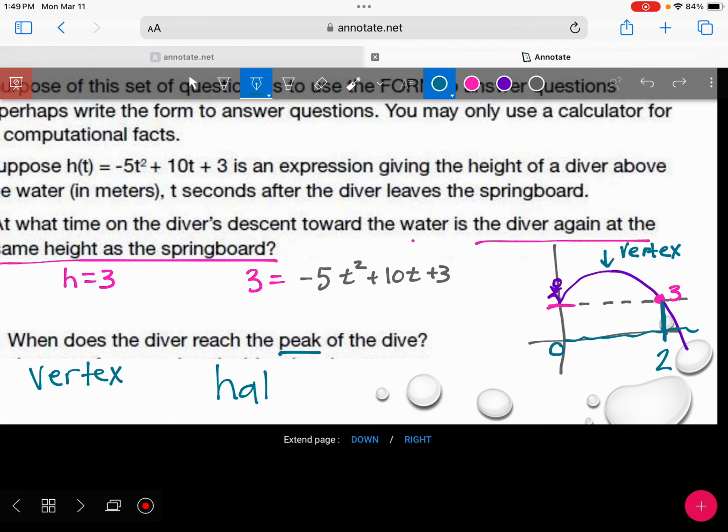Halfway, that's not how we spell half. There we go. Halfway between, that's too many E's. I'm really trash at spelling right now. Oh my gosh, that was trash.